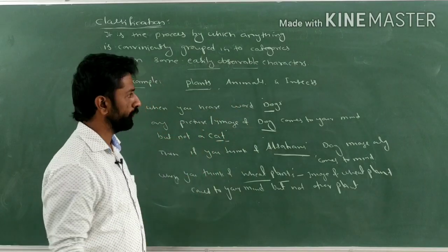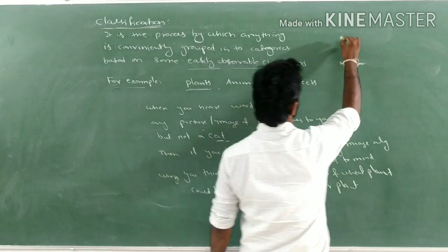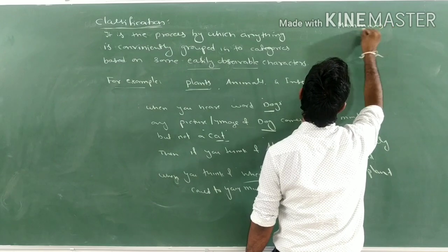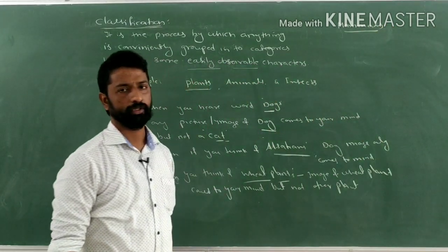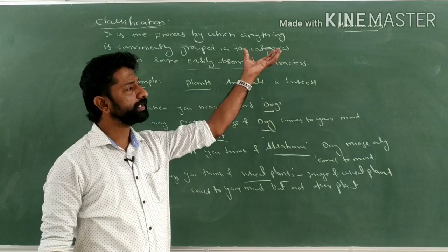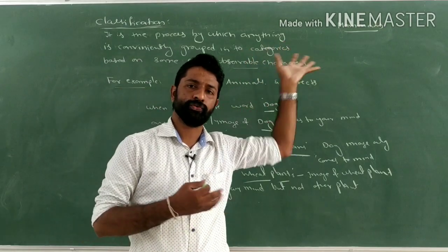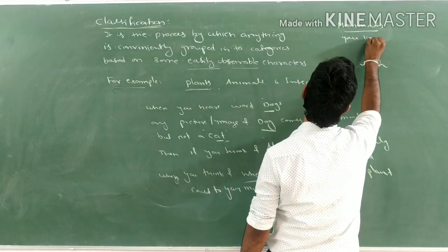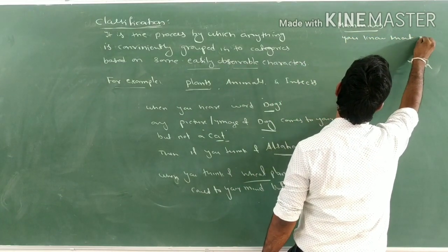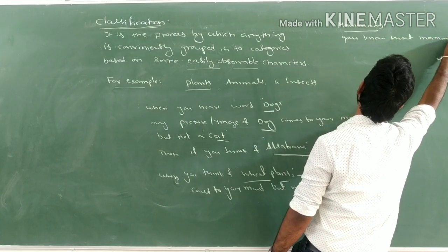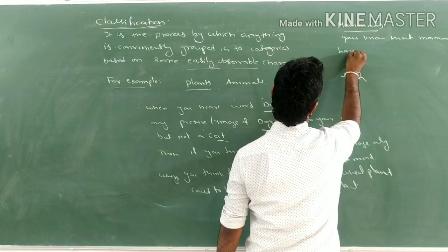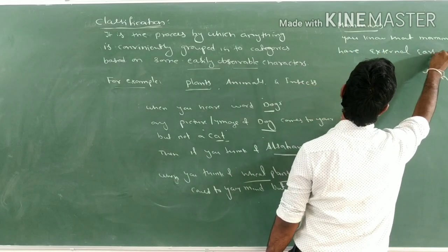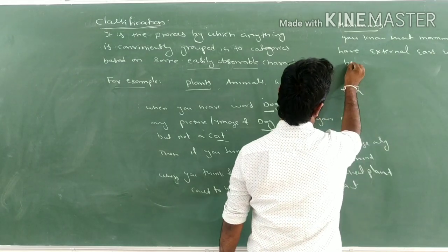Similarly, let us take one more example. Mammals. So mammals is another group of organisms. When you think about the mammals, which characters are associated with the mammals? You know that one. So mammals, only the mammals have external ears and body hair.